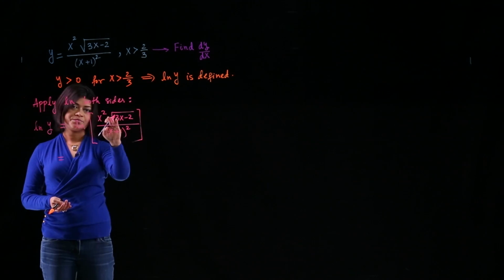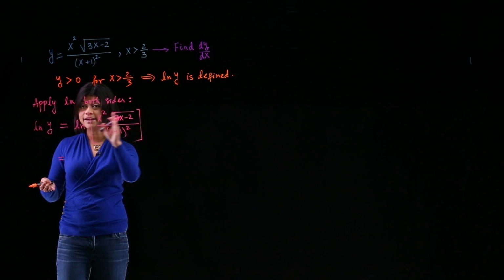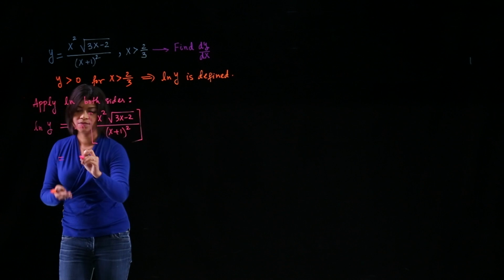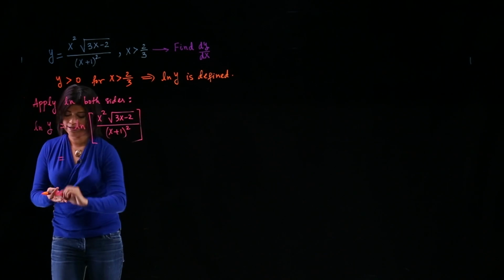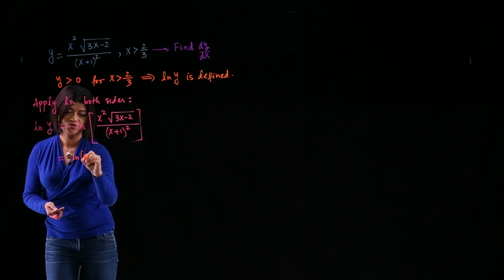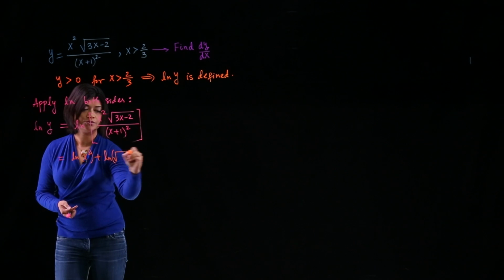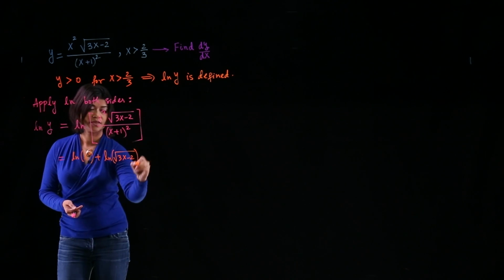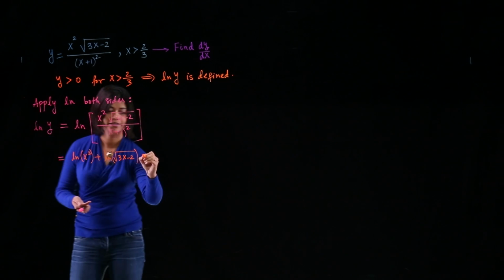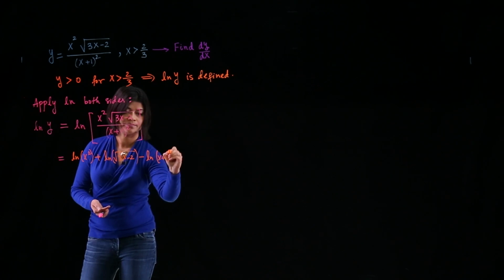Notice that in the numerator we have x squared times the square root, and you're applying natural log. Remember the property, natural log will break them as sums. So for the numerator you will have natural log of x squared plus natural log of the square root of 3x minus 2. And what happens to the denominator? Well, you subtract. This is minus natural log of (x plus 1) squared.